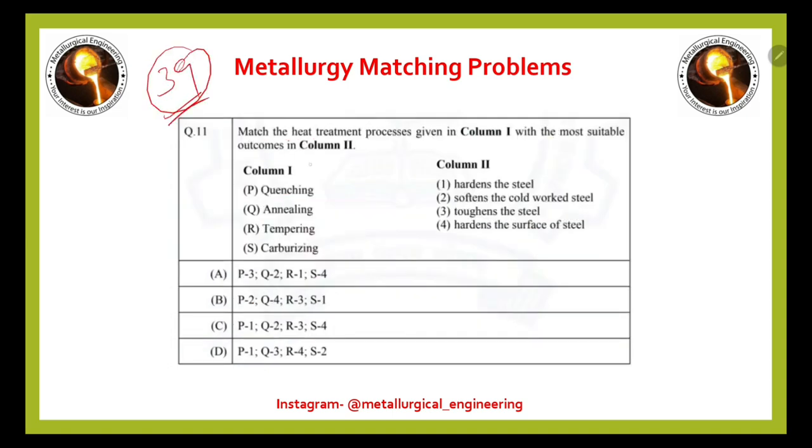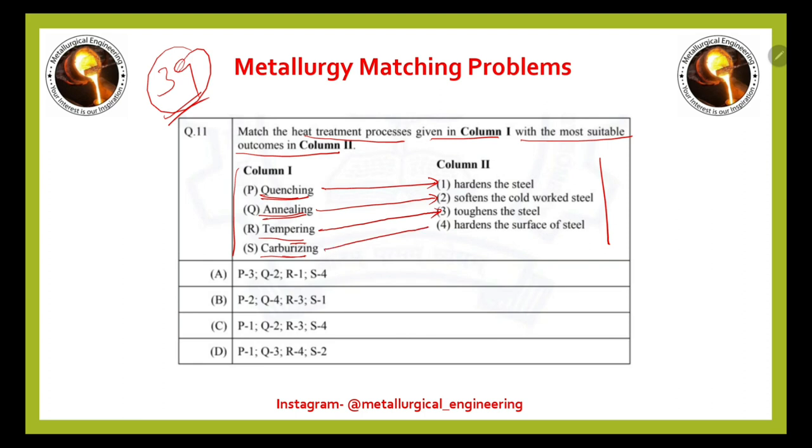This is the 39th problem. In this, match the heat treatment processes given in column first with the most suitable outcomes in column second. So this P1 matches with the hardness of the steel. Annealing, that softens the cold worked steel. Tempering, that recovers the toughness of the steel, and carburizing, that diffuses carbon into the steel and makes the steel much harder, so that hardens the surface of the steel. So this is the direct matching, that is P1, Q2, R3 and S4. So P1, Q2, R3, S4, C part is the right answer.